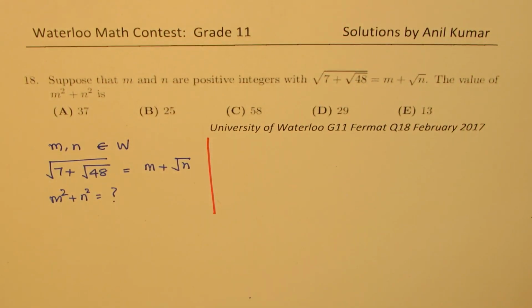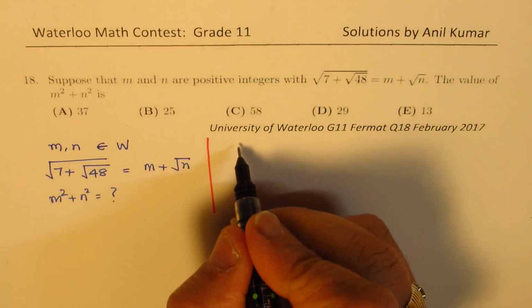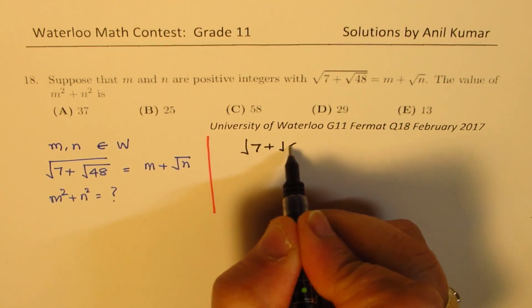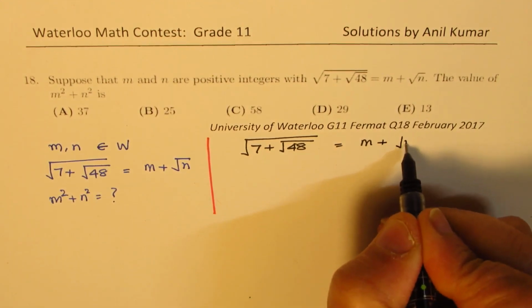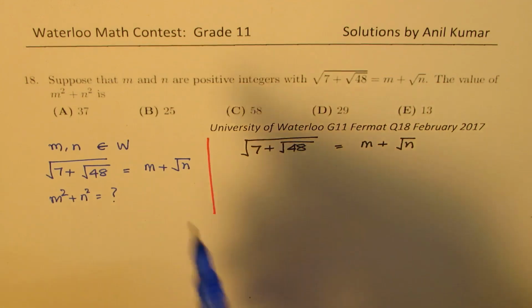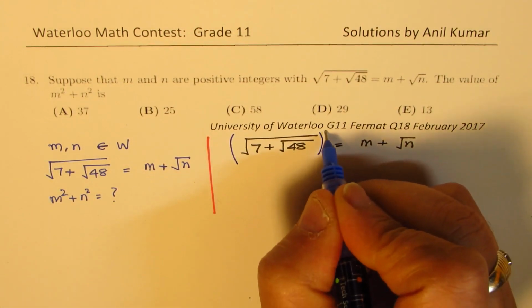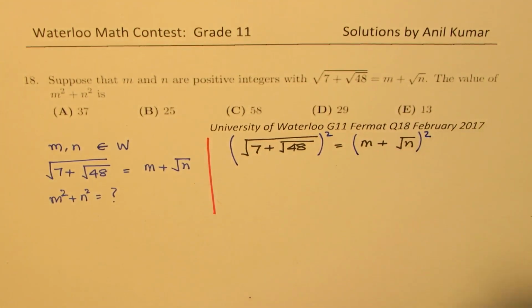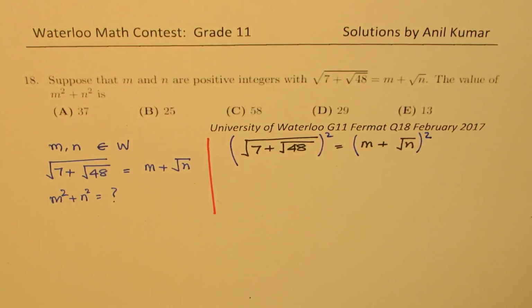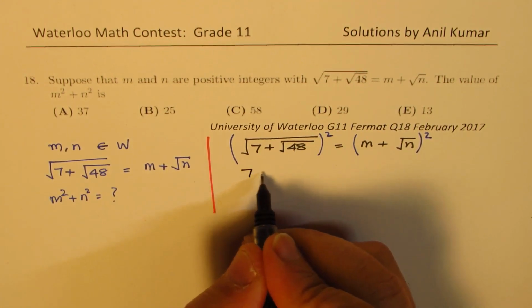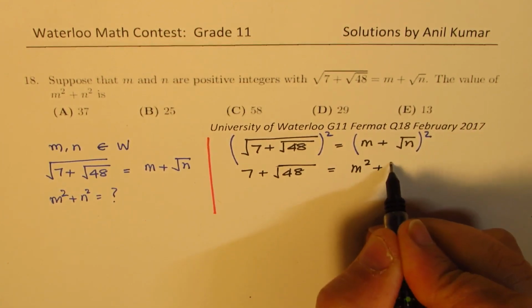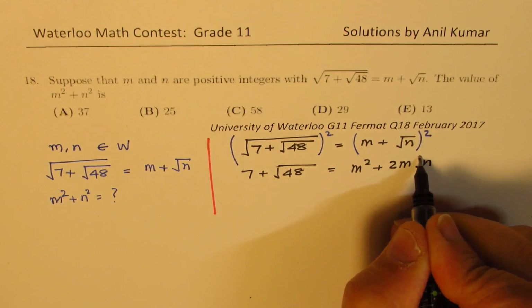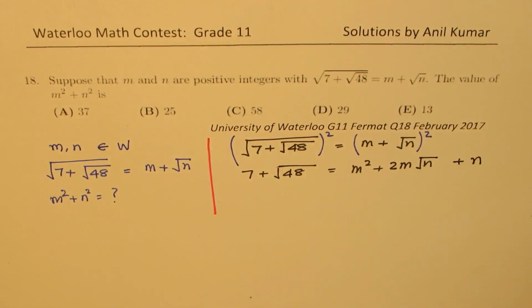Fine. So how do we figure this out? Well, the method here should be straightforward. We can square both sides, right? So we are given that square root of 7 plus square root of 48 is equal to m plus square root of n. In step number one itself, we'll just square both sides. Now both are positive, so that means we get the right answer, right? So when you square, we get 7 plus square root of 48 on the left side, and here we get m square plus 2 times m square root n plus n. That's what you get.